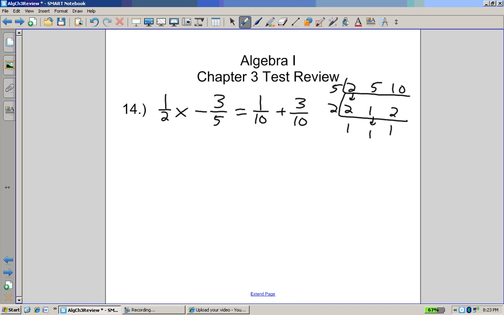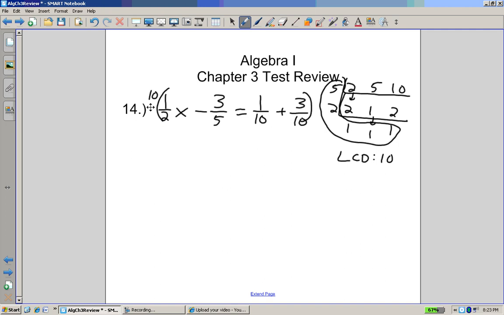Bring down the 1, and you'll notice that if we draw an L for LCD and multiply these through, 5 times 2 is 10, times 1 is 10, times 1 is 10, times 1 is 10. So my least common denominator would be 10. Now I'm going to multiply everything by that 10. Reason being, I found something that's divisible by all the denominators, and I'm going to clear this fraction.